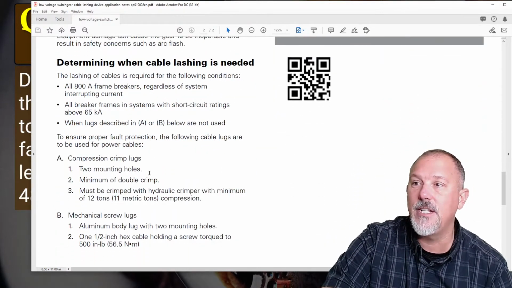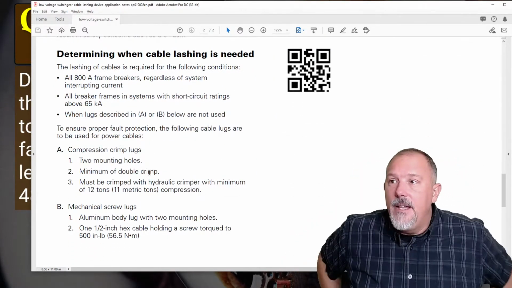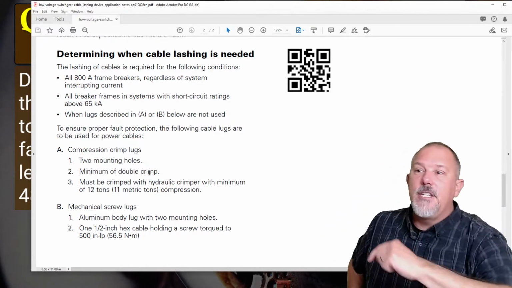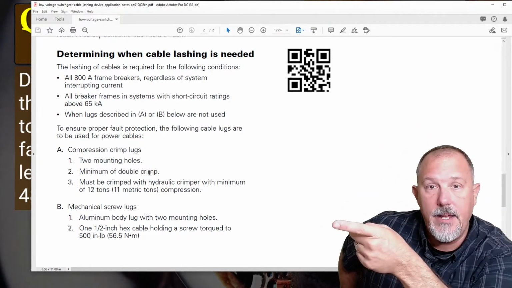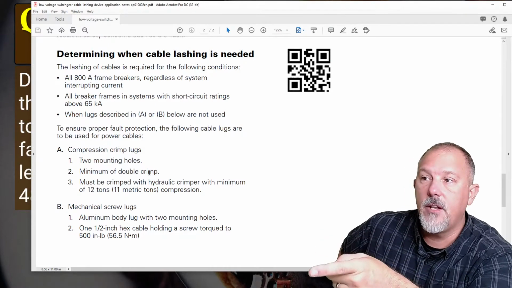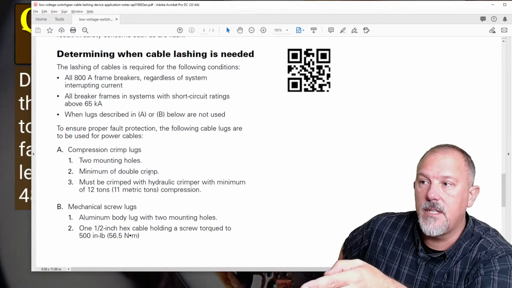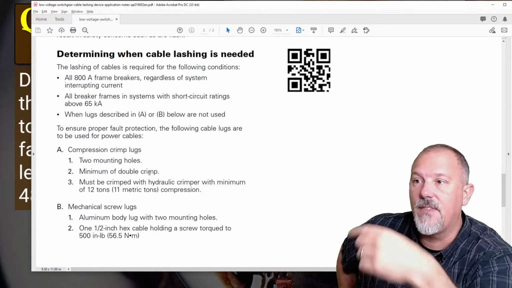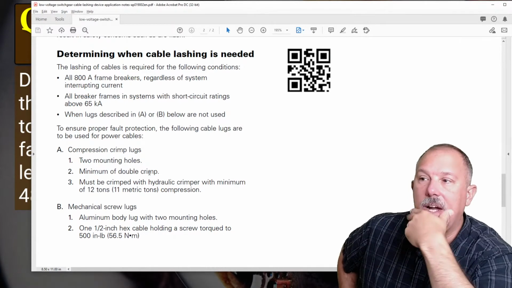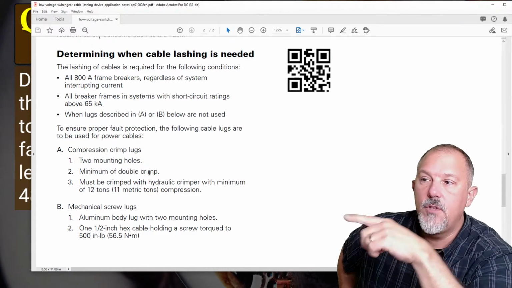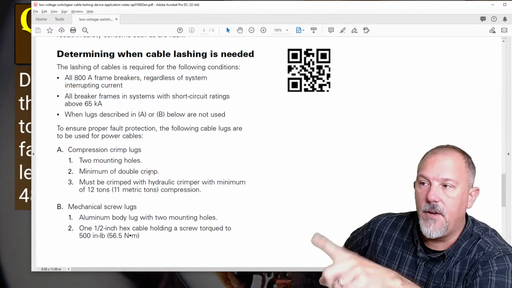Determining when cable lashing is needed. The lashing of cables is required for the following conditions. All 800 amp breakers, regardless of system interrupting current, all breaker frames and systems with short circuit current ratings above 65,000 amps, and when lugs described in A or B below are not used. To ensure proper fault protection, the following cable lugs are used.